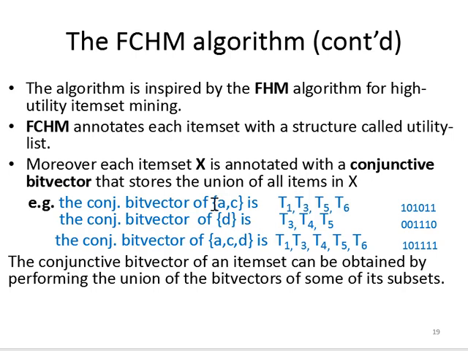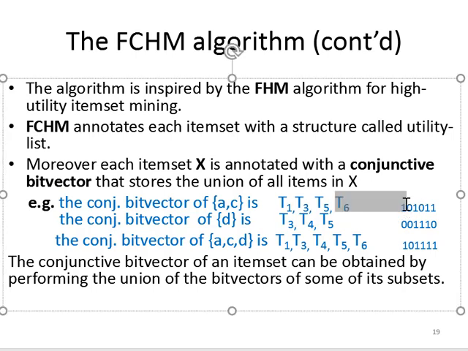Similarly, we have the conjunctive bit vector of AC: T1, T3, T5, T6. That means in these transactions, at least A or C or AC together appears. Again, we can encode this as a bit vector. The first bit is set to 1, which means it appears in T1, not in T2, then T3, not in T4, then T5, T6. So we have 6 bits for the transactions from T1 to T6. To calculate this vector for a single item like A, B, and C, we can scan the database.